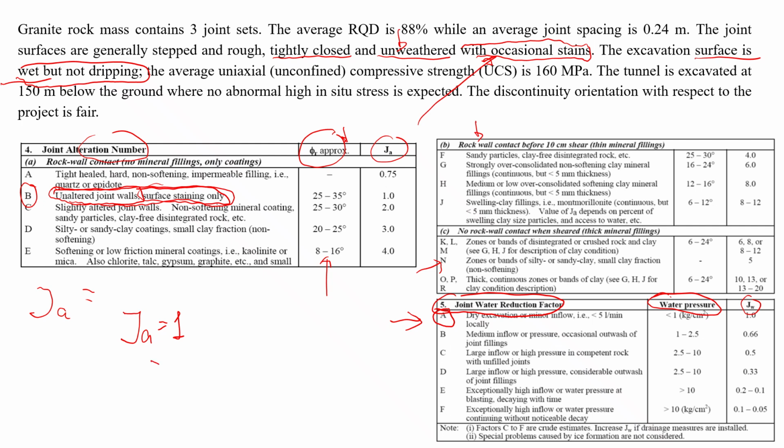So then I'm going to write Jw equal to 1. It's because there is not really inflow. It's more like a dry excavation. So there is not much groundwater, either pressure or just groundwater in general. So that would be the number here.